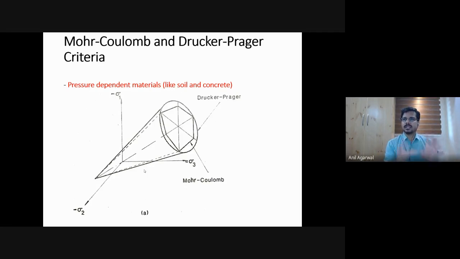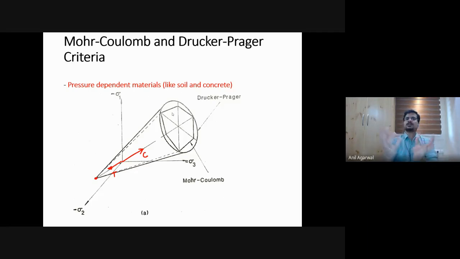But as long as you accept the observation that concrete and soils have much higher strength in compression than in tension, then in this direction you are applying compression, and in this direction you are applying tension. As you keep pulling it in tension, there will be some point where it will rupture or fail. But in compression, as long as you keep applying compression equally in three directions, you take a block of concrete and press from three sides by equal force.